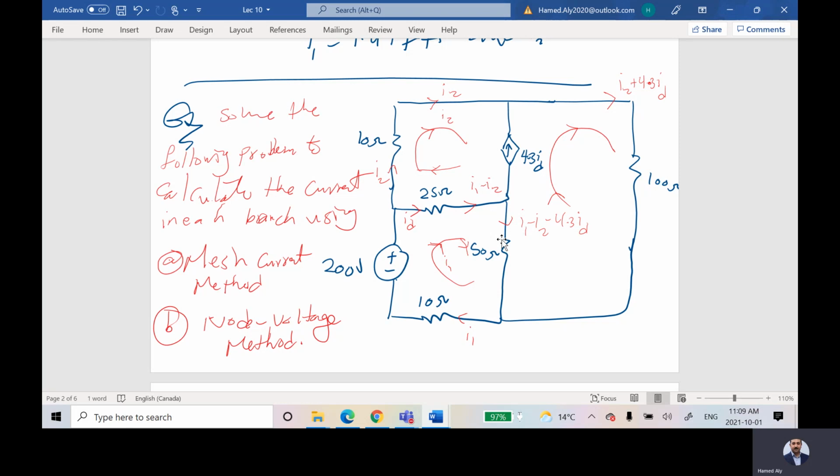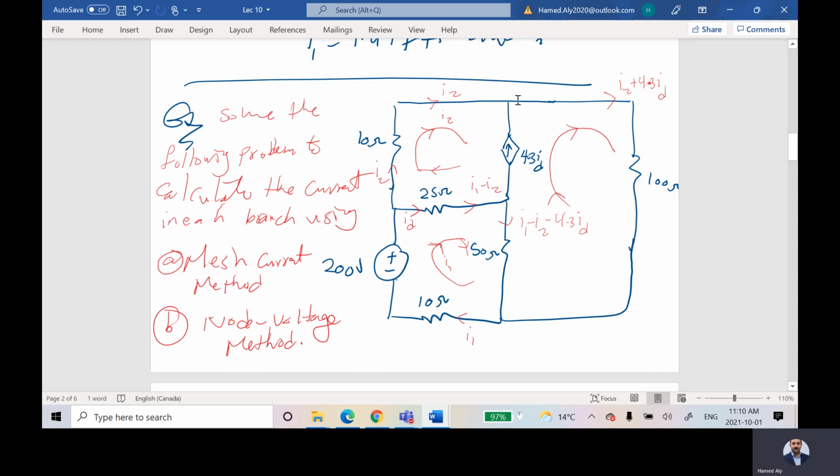I have actually three meshes: this one, this one, and this one. So I will say the summation of the voltage for this one is equal to zero, the summation of the voltage for this one is equal to zero, and the summation of the voltage for this one is equal to zero. But just one second, we have a current source here.